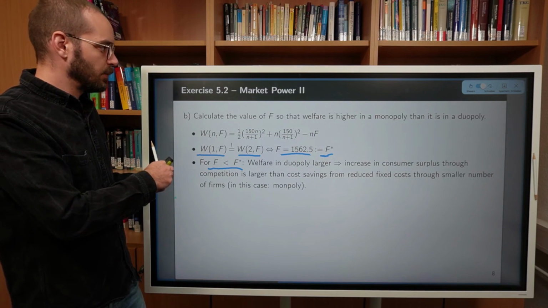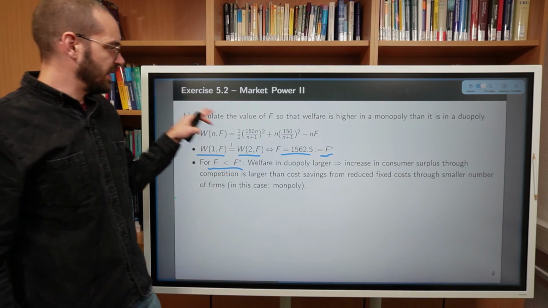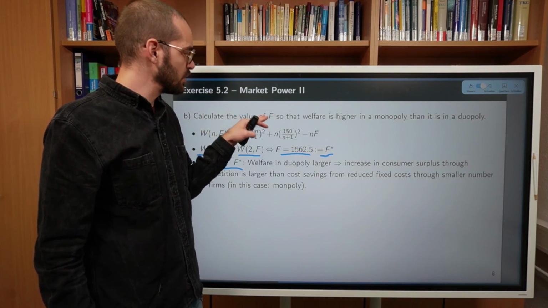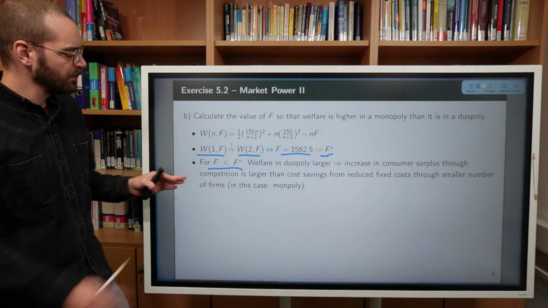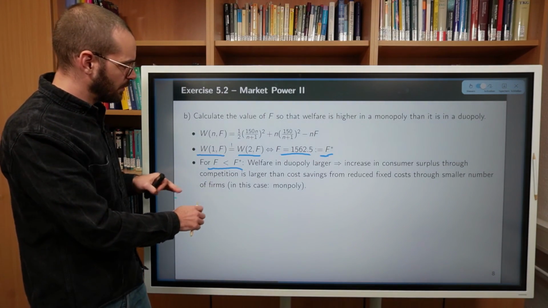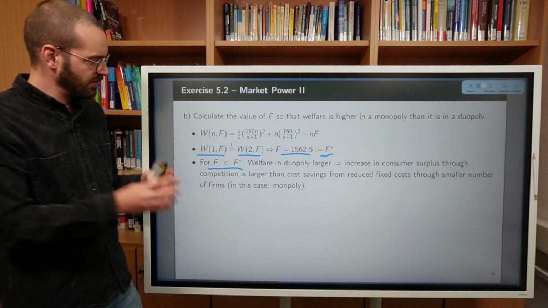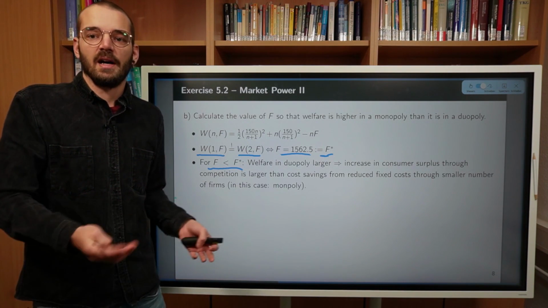so this, of course, we have found the answer to the question. Calculate the value of the fixed cost, capital F, so that welfare is higher in monopoly than it is in duopoly. Well, to answer this question, we would say that as long as fixed costs are larger than F star, then the welfare is larger in monopoly.